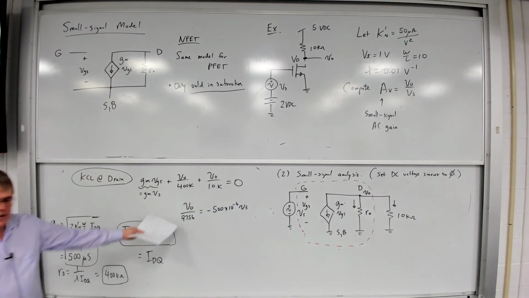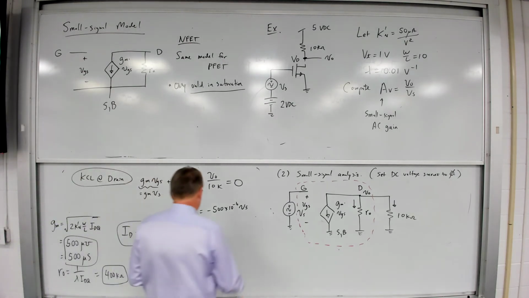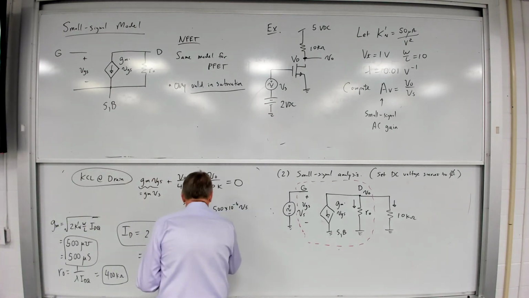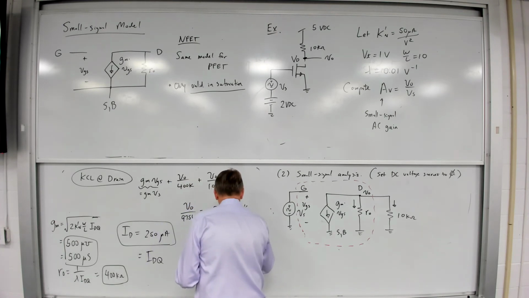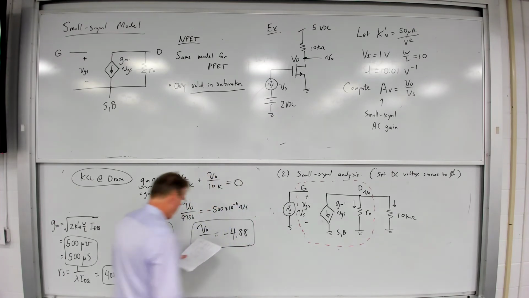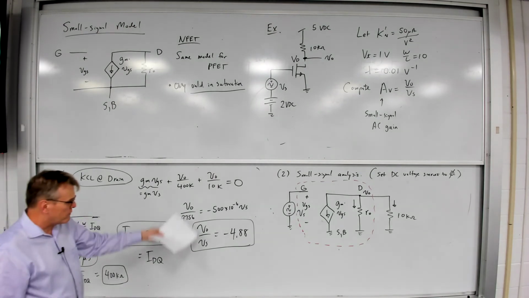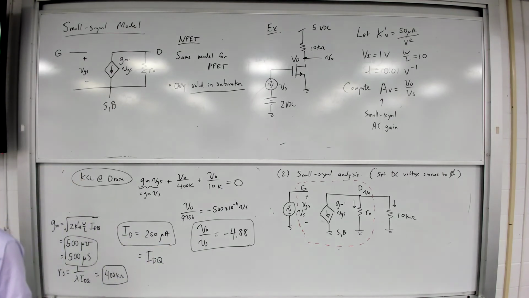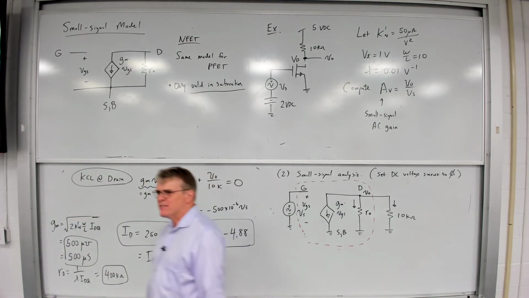So that's my 10K in parallel with 400K. It becomes 9,756 ohms. And therefore, VO over VS will be equal to minus 4.88. Do I have an amplifier? Yes, I do. What's the magnitude of the output voltage over the input voltage, VO over VS? Well, it's 4.88. But I've got a negative sign here. What does a negative sign mean?